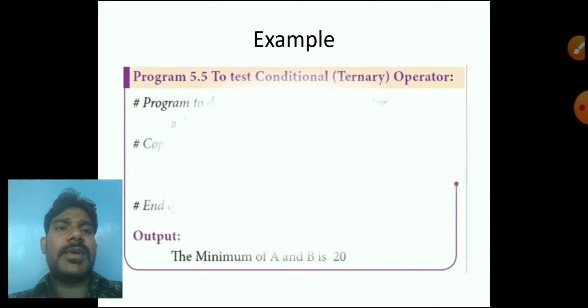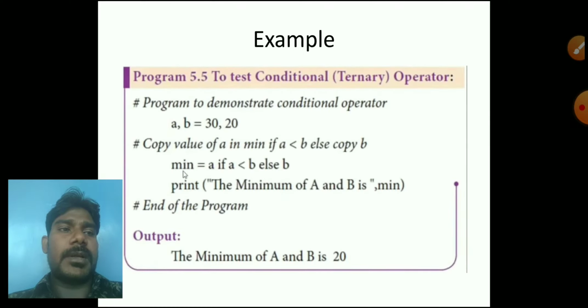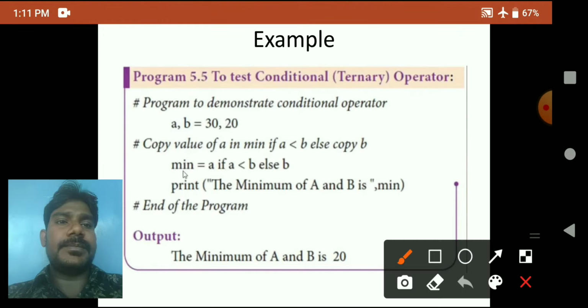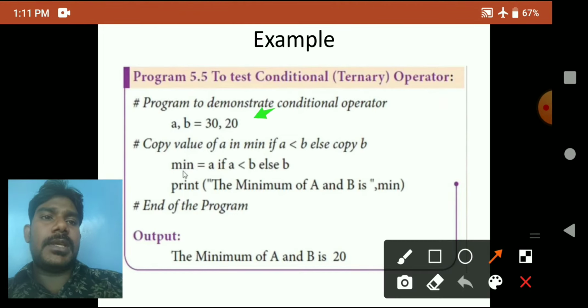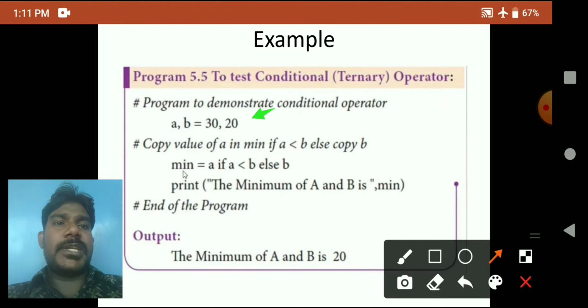Example of a conditional operator. How do we have to write that? We have to see a b. Demonstrate a conditional operator with a b. A value is 30, b value is 20. Here we have to find the minimum value of the two variables. We have to find which one is the minimum value.